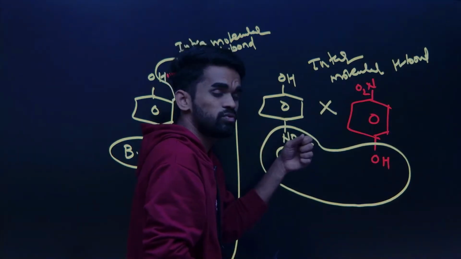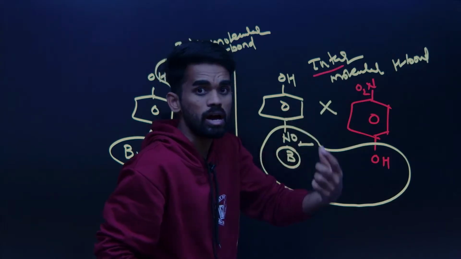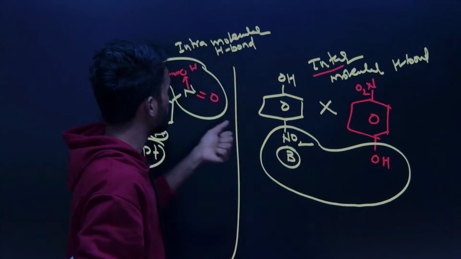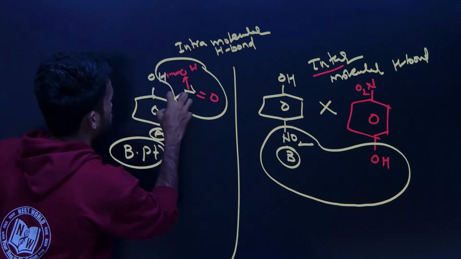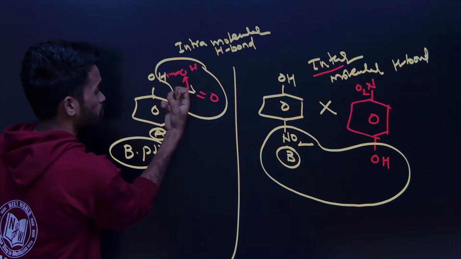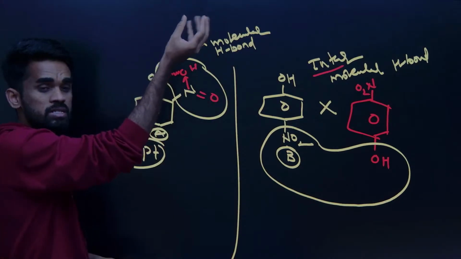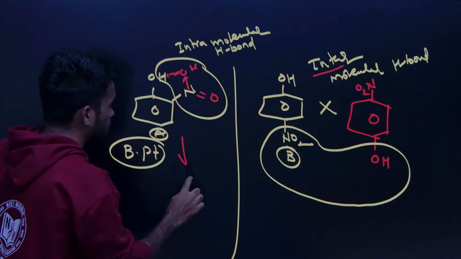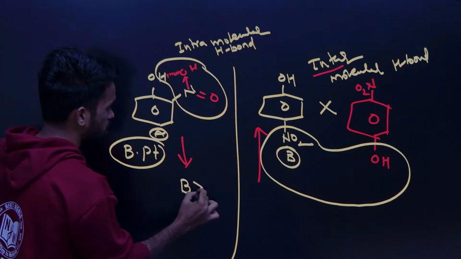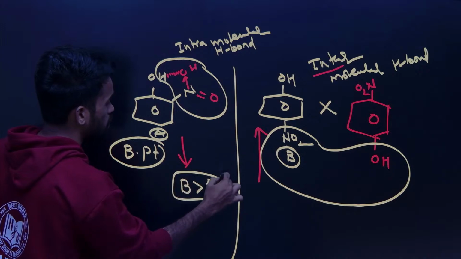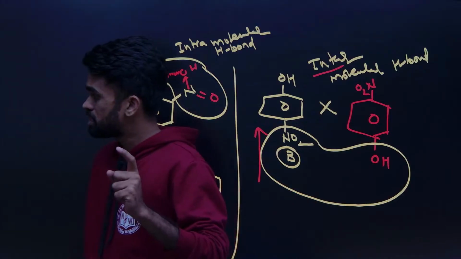For this reason, the boiling point of molecules having intermolecular hydrogen bond will be greater when we compare with intra, because within the molecule we have the hydrogen bond. So this molecule will become like a sphere, become closer, therefore it easily goes out from the surface. Therefore its boiling point is lower, while the other's boiling point increases. Therefore I can say the boiling point of B is greater than A. This is the best application of intra and intermolecular hydrogen bonding. Hope this is clear.